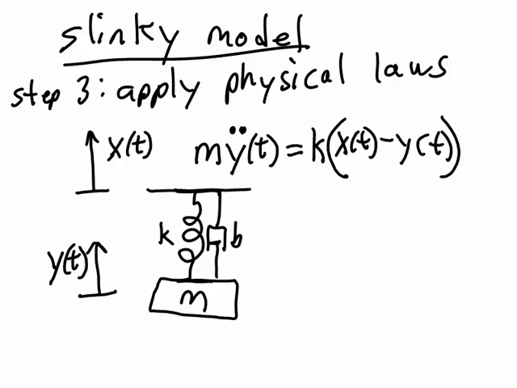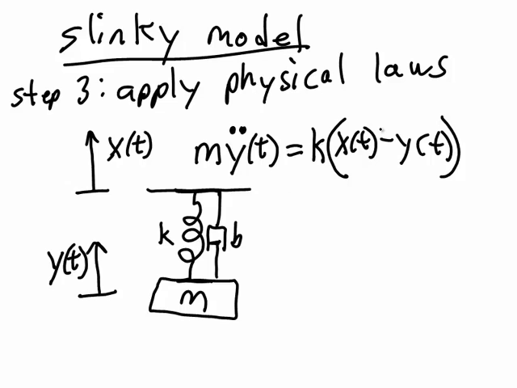You can check yourself with the negative and positive signs by imagining the system in some condition. For example, when x of t is positive and y of t is 0, the spring force will be pulling the mass up. So it should be that when x is positive and y is 0, this whole force will be positive, that is, pulling the mass up. And we can see that that is true here.